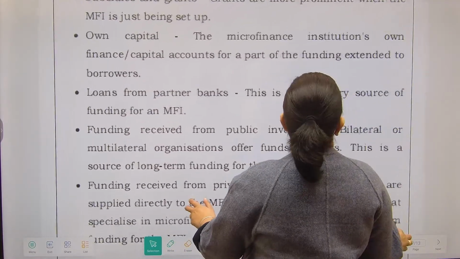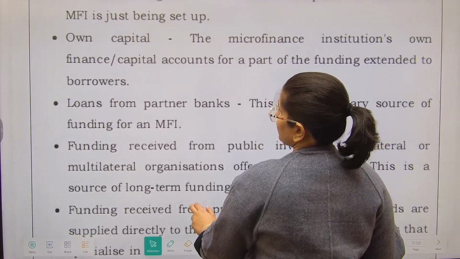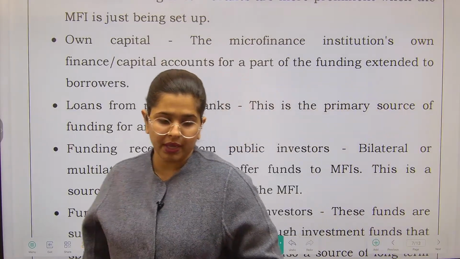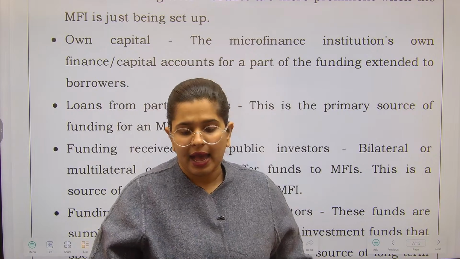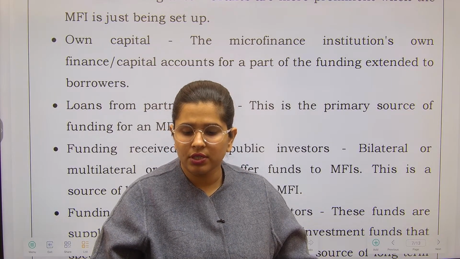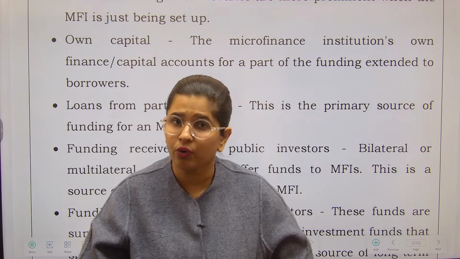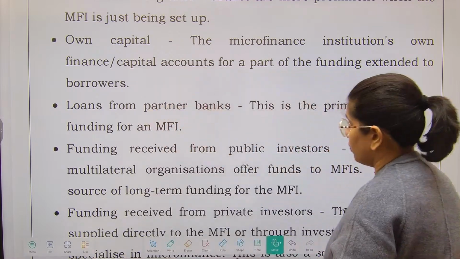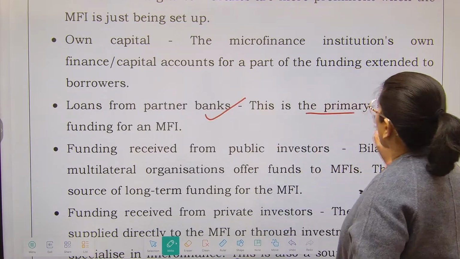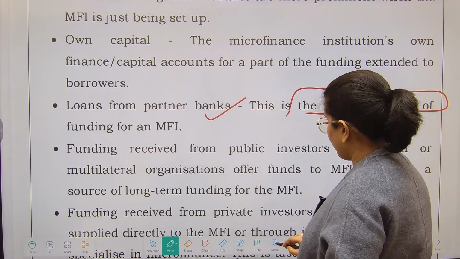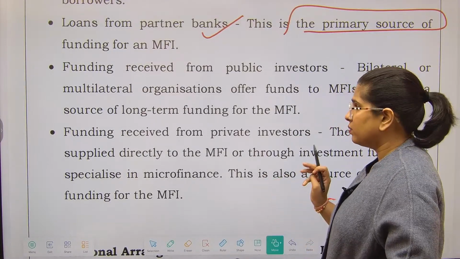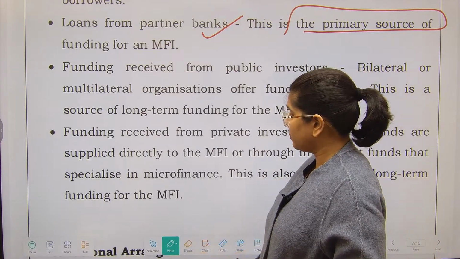Apart from that, own capital. When a microfinance institution is being established, some amount of capital is brought in by the owner, right? That is something we call own capital. So microfinance institutions have their own funds as well in order to give loans. Loans they also get from partner banks. This is also a primary source of funding for a microfinance institution operating at a lower level, right? So they get funding from there.